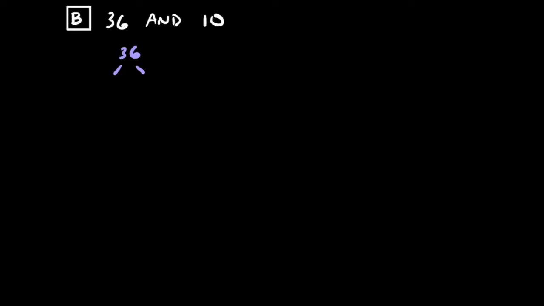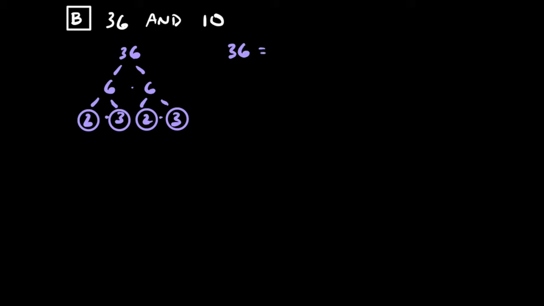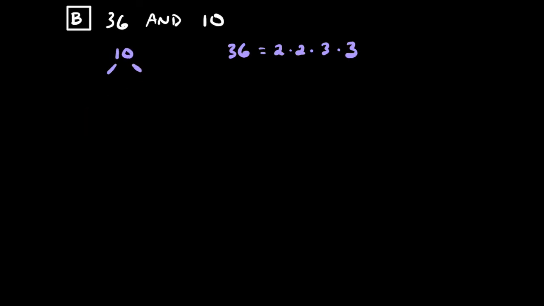To start off, 36 can factor into 6 times 6, and each of these 6's can factor into 2 times 3. From this factor tree, we can see that the prime factorization for 36 is 2 times 2 times 3 times 3. Now let's find the prime factorization for 10. 10 just factors into 5 times 2. The prime factorization for 10 is simply 2 times 5.